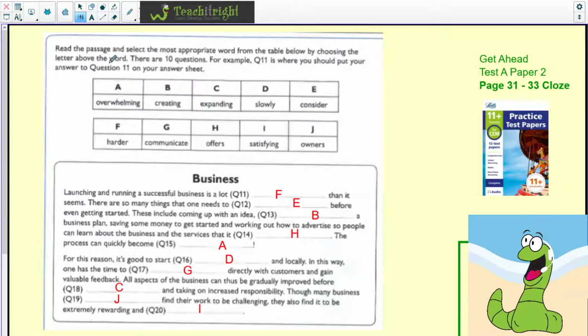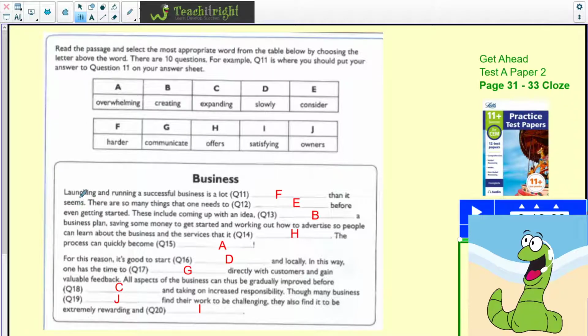Let's go and have a little look at the next one. And this is all about business. And again, it's worth having a look at the words again in the word bank. Overwhelming, this is a feeling you get if you feel like there's too much or too much work to do, or you feel overwhelmed by a situation. Most of the other words I think you should know. It's just always about trying to slot them in now into the gaps. So do read beyond the gap, that is important.